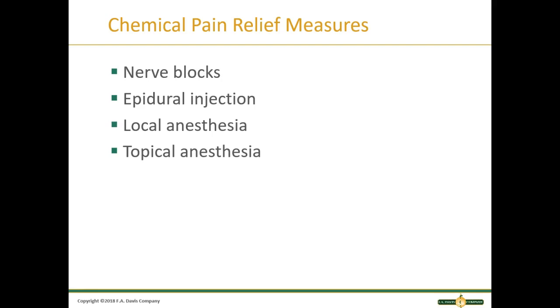Local anesthetics, such as short-acting lidocaine or longer-acting Marcaine, can numb areas of the body and be helpful in procedures. Topical anesthesia is sometimes used to relieve mild to moderate pain.